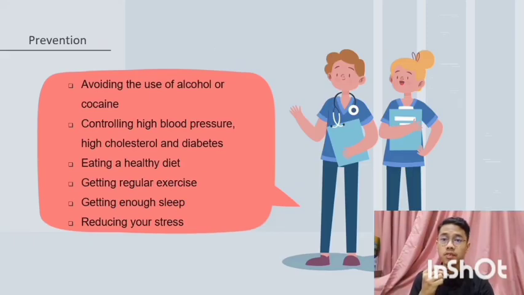There are some ways we can prevent ourselves or even our family from getting this disease. The first is to avoid the use of alcohol or cocaine. Second, controlling high blood pressure, high cholesterol, and diabetes. Next, eating a healthy diet. And next, getting regular exercise. Then getting enough sleep. And lastly, reducing our stress.